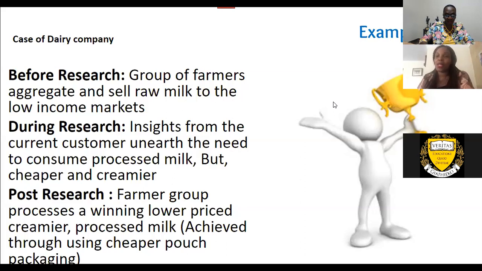They've even now gone to the high value packs, the Tetra Pack. They've gone into value-added products like butter and cheese and all that. So it means that if you applied market research, you can grow your business from an SME to a large business. We can help you unearth insights that will help your business grow and move to the next level.